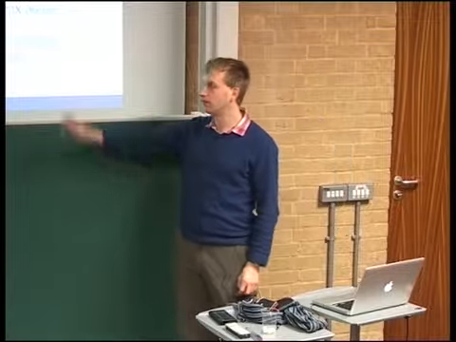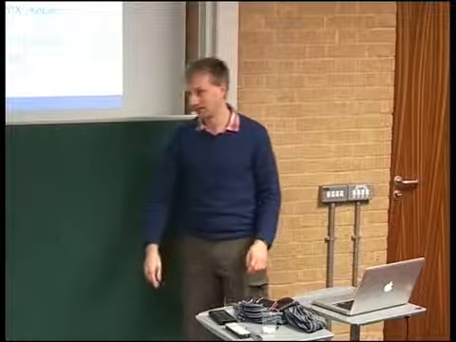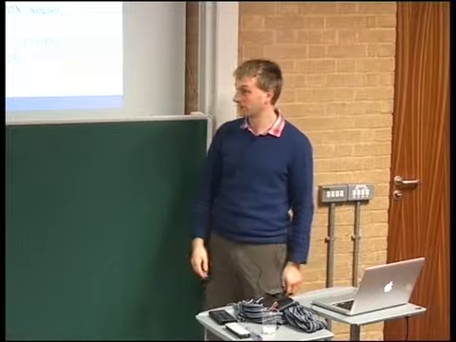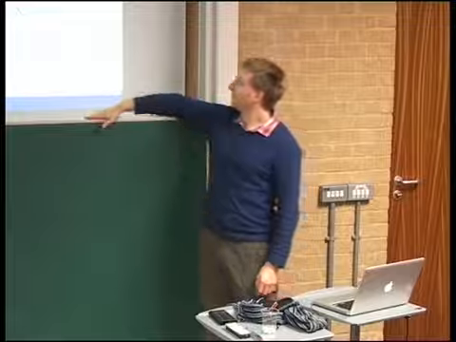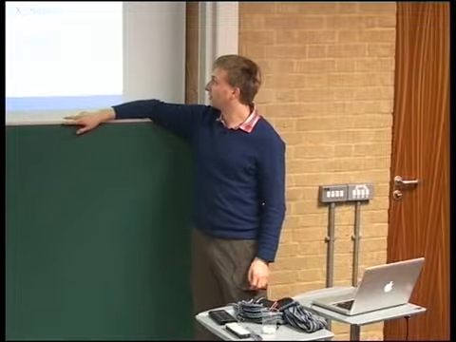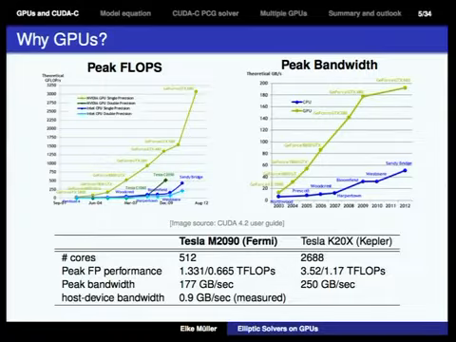Again, these are very recent results, so there might be a factor 5 or something wrong there. Okay, so this is the Kepler GPU that came out this year. This has even more cores, even better floating point performance, and the bandwidth is also increasing.